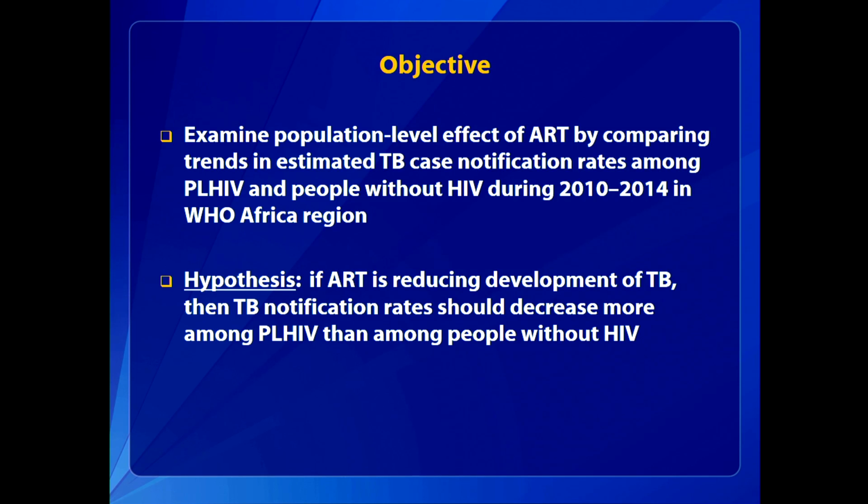Our objective was to examine evidence of a population-level effect of ART by comparing trends in estimated TB case notification rates among people living with and without HIV during 2010 through 2014 in the WHO Africa region. Our hypothesis was that if scale-up of ART is reducing the development of TB, then TB notification rates should decrease more among people living with HIV than people without HIV.